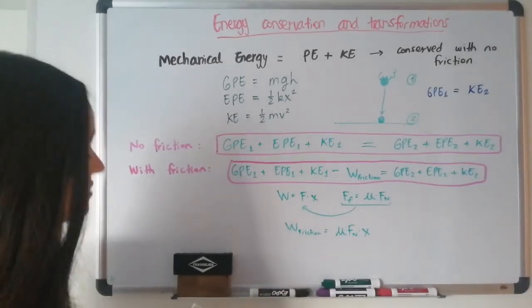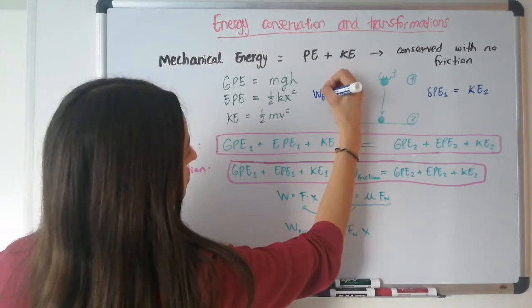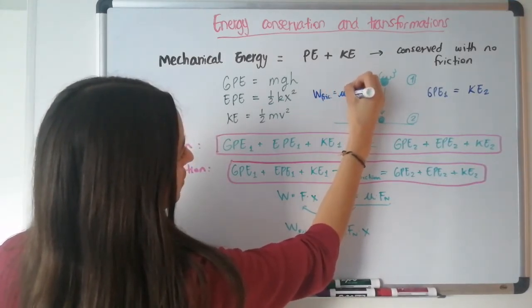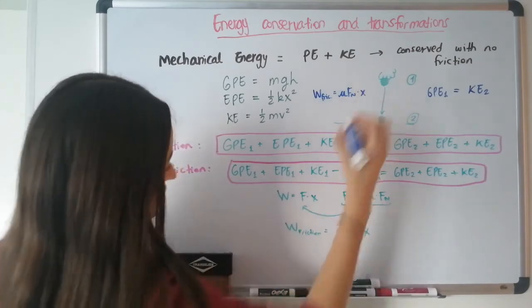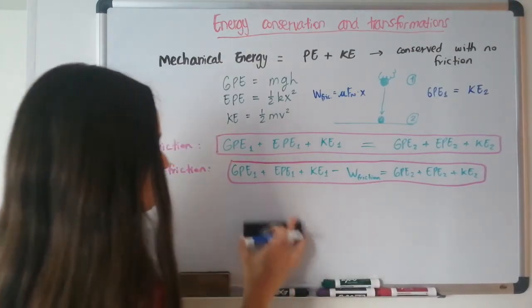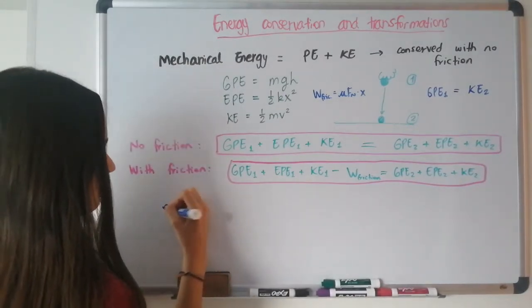I'm going to put this up here. So the work due to friction is mu times normal force times distance, so that I can erase this here and do the example on the bottom. So this is an example with friction.